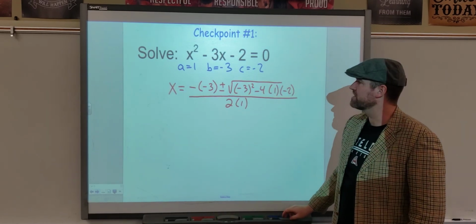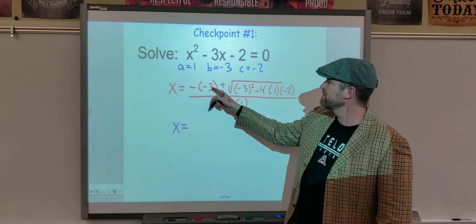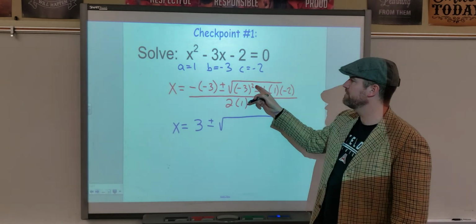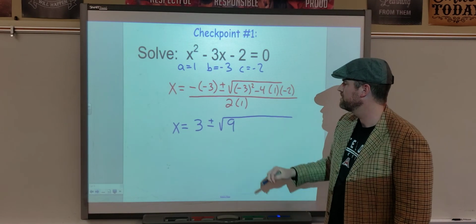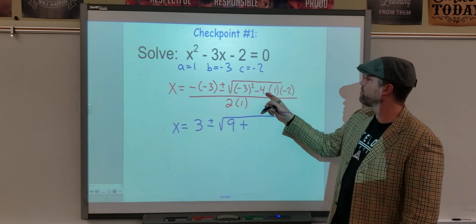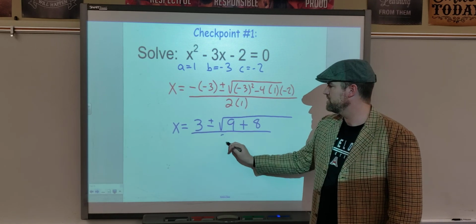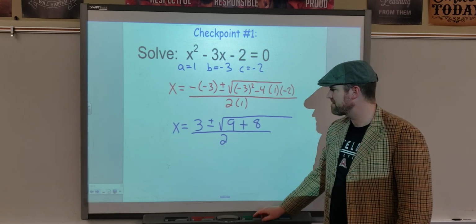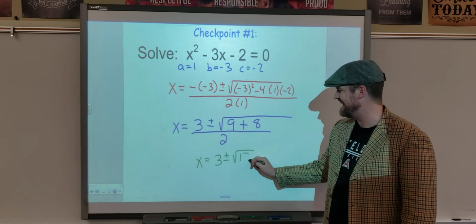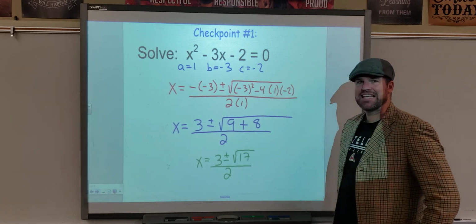Hopefully you're starting to get that song stuck in your head, because if not yet, you will, I promise. X equals negative 3, which is a positive 3, plus or minus the square root of negative 3 squared, which is a positive 9, minus times a negative is going to be plus. 4 times 1 times 2 is 8. All over 2 times 1, which is 2. As we continue to simplify, we get x equals 3 plus or minus the square root of 17 over 2. I try to simplify the square root of 17, but it is a prime number.